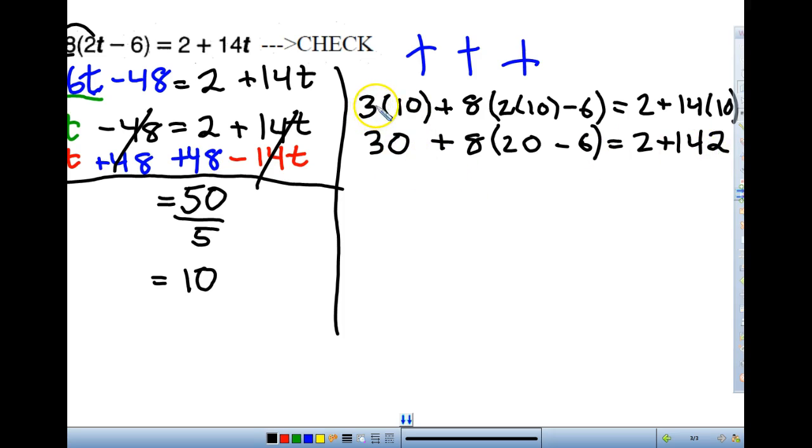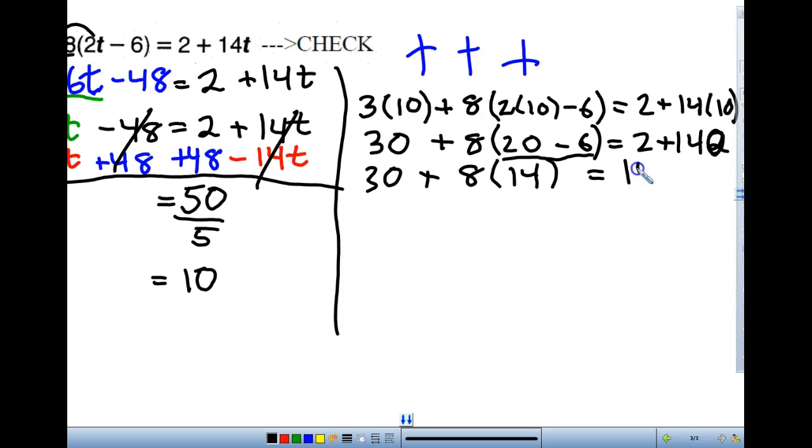I did the 3 times 10 and got 30. I did the 2 times 10 and got 20. I did the 14 times 10 and got 140. Double check. 30 plus. Now you might be tempted right here to do the third property, 8 times 20 and 8 times -6, but it's actually correct to do the parentheses first. So parentheses then multiply. 20 minus 6 would be 14. Equals 142.